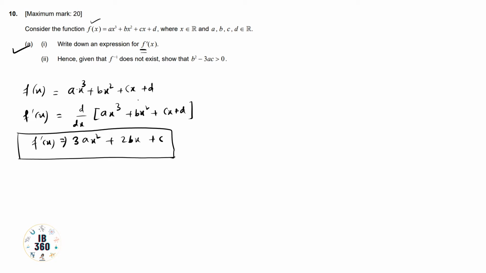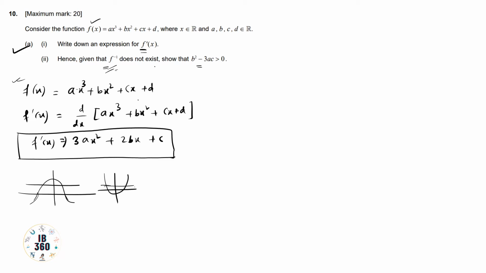Now it is given that f inverse does not exist, and we have to show this particular thing. It is very easy. Whenever it is said that the inverse does not exist for any algebraic function, it means it will have some type of graph like this, where the graph will meet the x-axis twice. If this type of graph arises, then it will not pass the horizontal line test. If it is not passing the horizontal line test, it means it will not have any inverse.